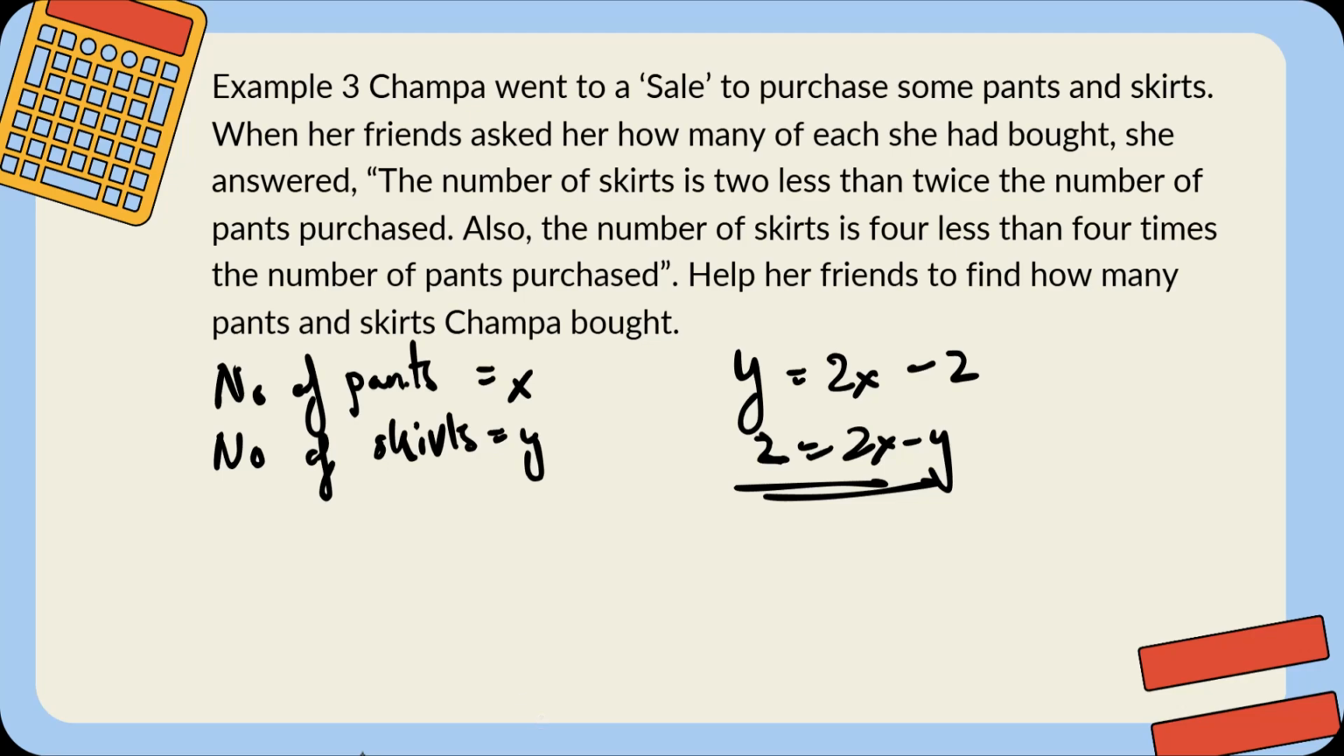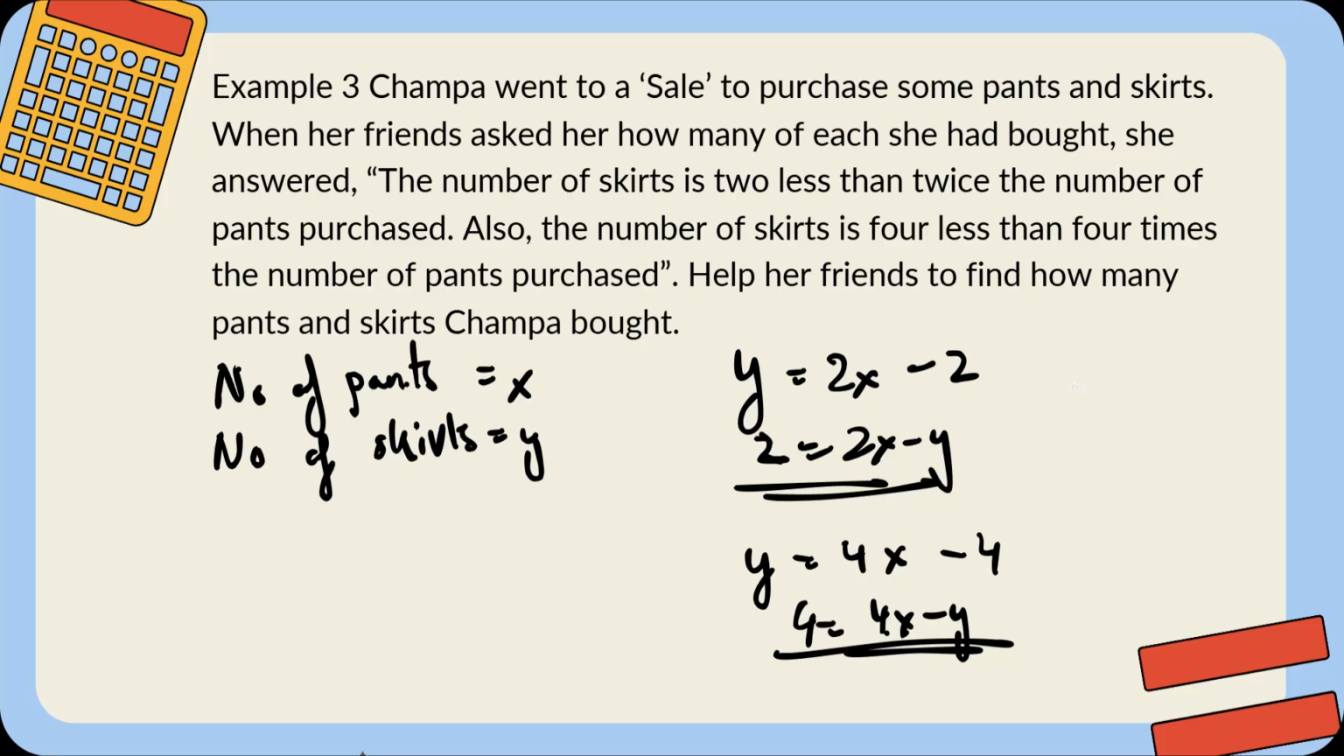The same way, the next statement was about the number of skirts. So what is the number of skirts? That is y again, is equal to 4 less than, so minus 4, 4 times what? The number of pants purchased, right? So we have 4x minus 4 and that is equal to y, correct? So we'll rearrange it. 4x minus y is equal to 4. So these are the two equations, right?